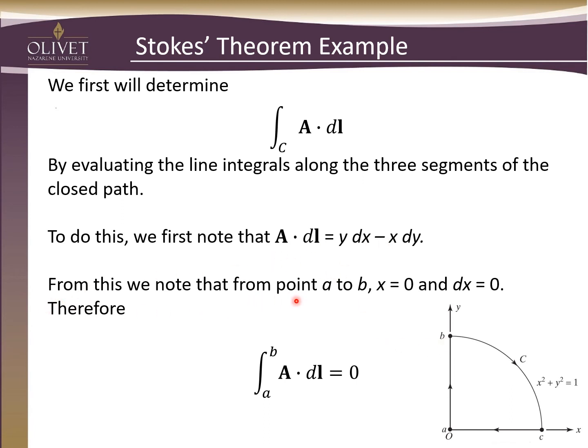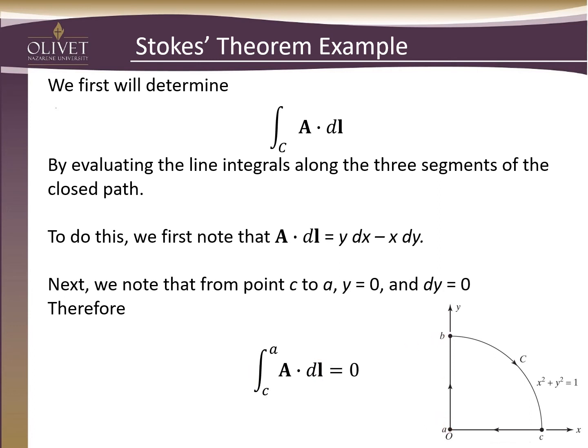And so from this, we note that from A to B, x is equal to 0 and dx is equal to 0. Therefore, the evaluation of this integral will give us 0 every time from A to B. Likewise, we note that from point C to point A, going along this path here, y is equal to 0 and dy is equal to 0. So again, for integrating from C to A, the integration of this dot product will give us 0.